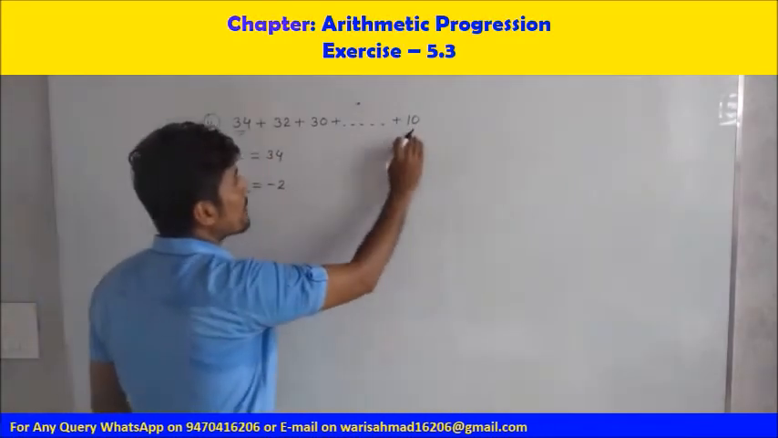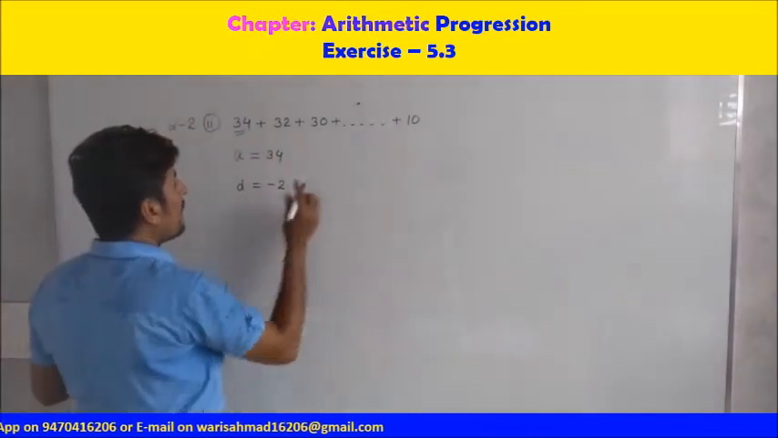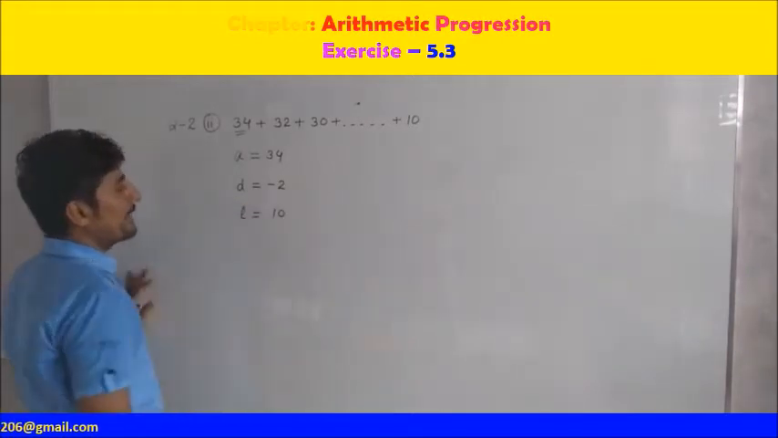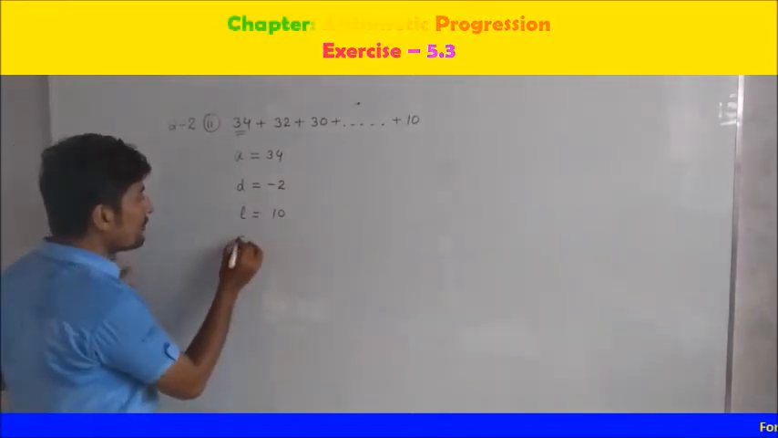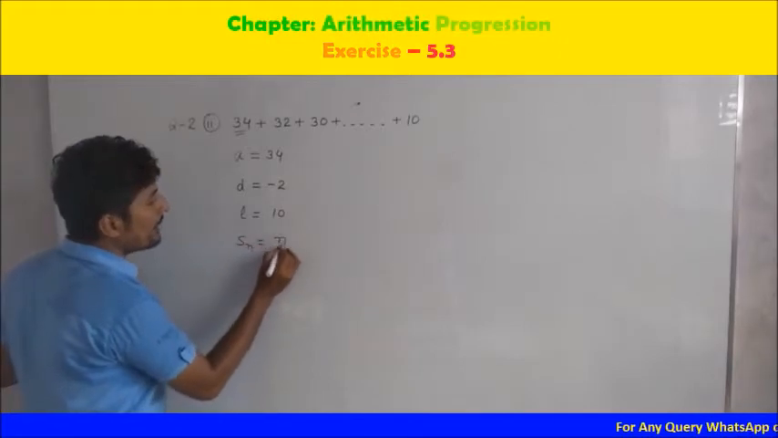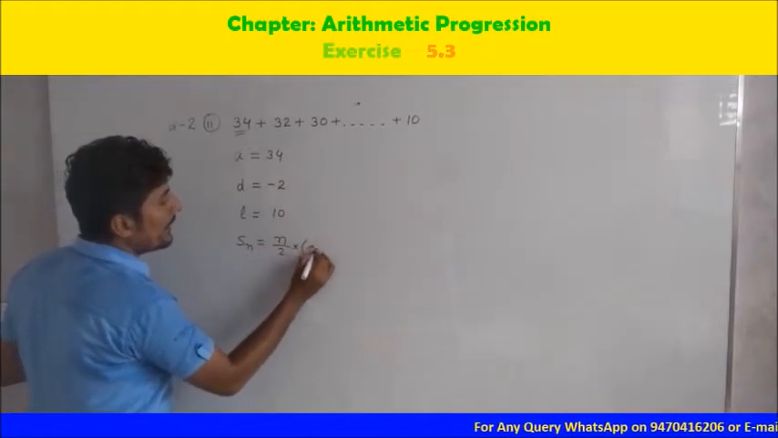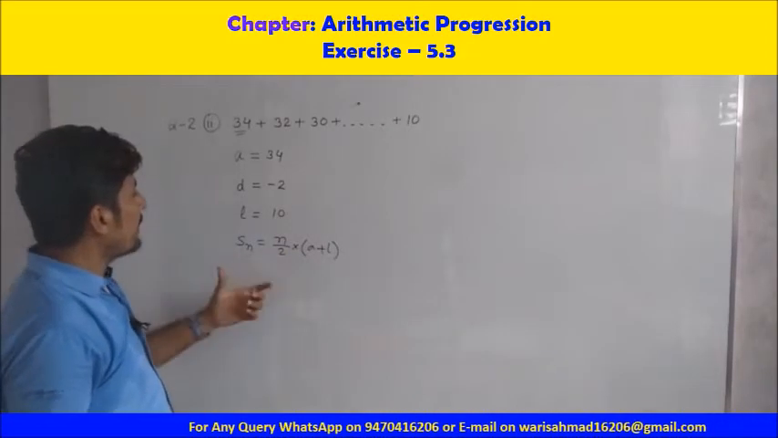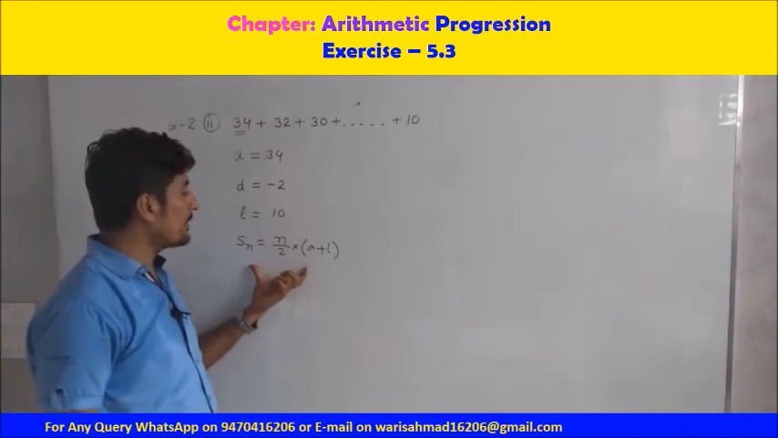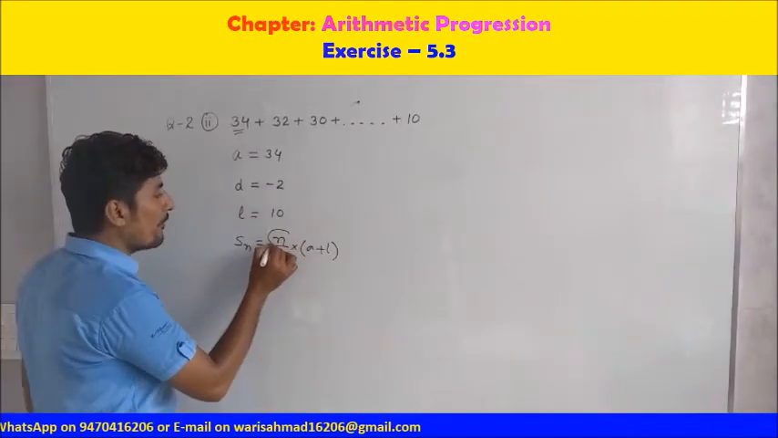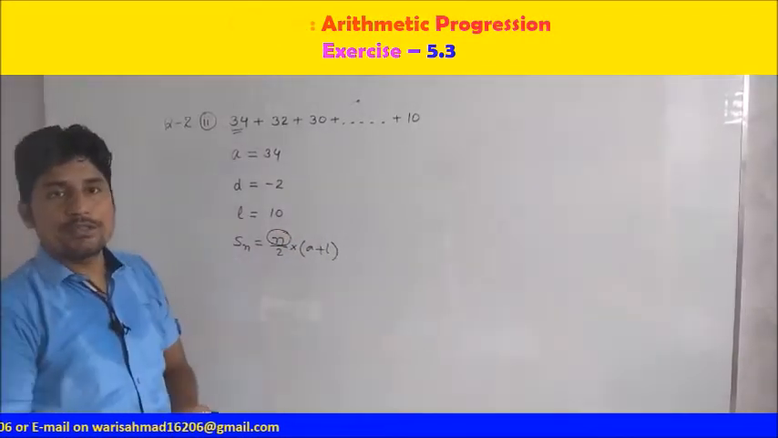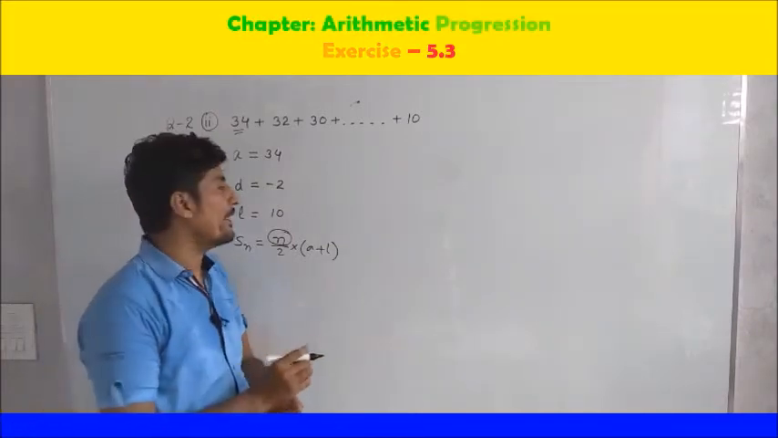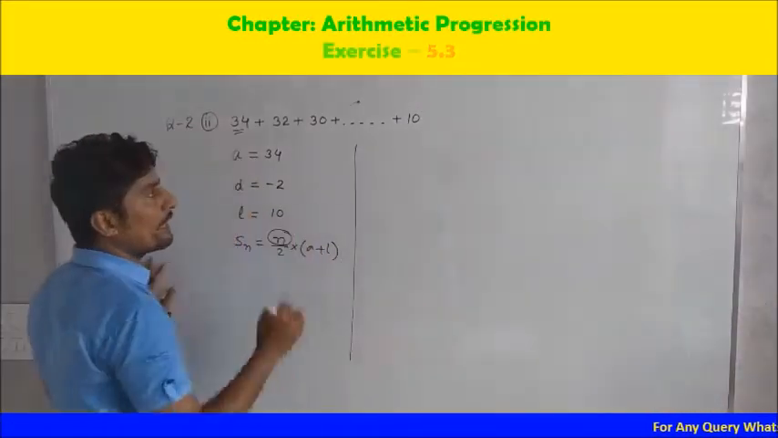Now we have to find the sum of this AP. This is the last term of the AP, so we can write here last term of AP equals 10. Here we can use the formula Sn equals n upon 2 multiplied by (a plus l). If we have the first and last term of the AP, then we can find the sum of the AP by using this formula. But here the value of n is not given in this question. So the very first thing is that we have to calculate the value of n. Let us see how to calculate the value of n.